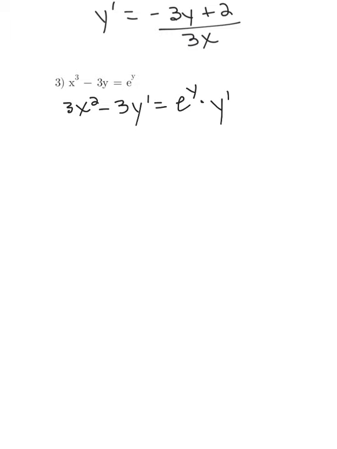This is the first case where we've had a y prime on each side of the equal sign. So we need to get the y primes on the same side of the equal sign. I am going to move the negative 3y over to the other side just to make it positive. It makes my life a little bit easier when things are positive. This would give us 3x squared equals e to the y prime plus 3y prime.